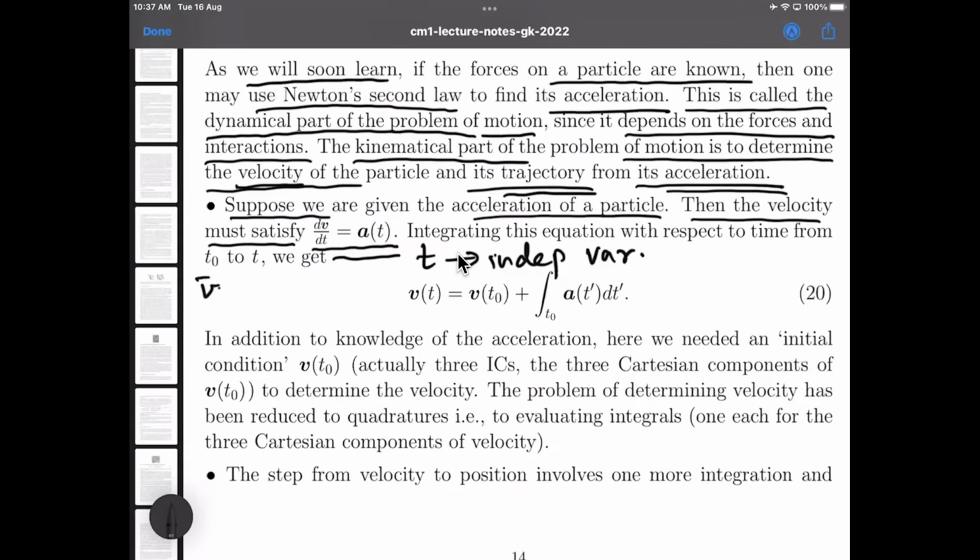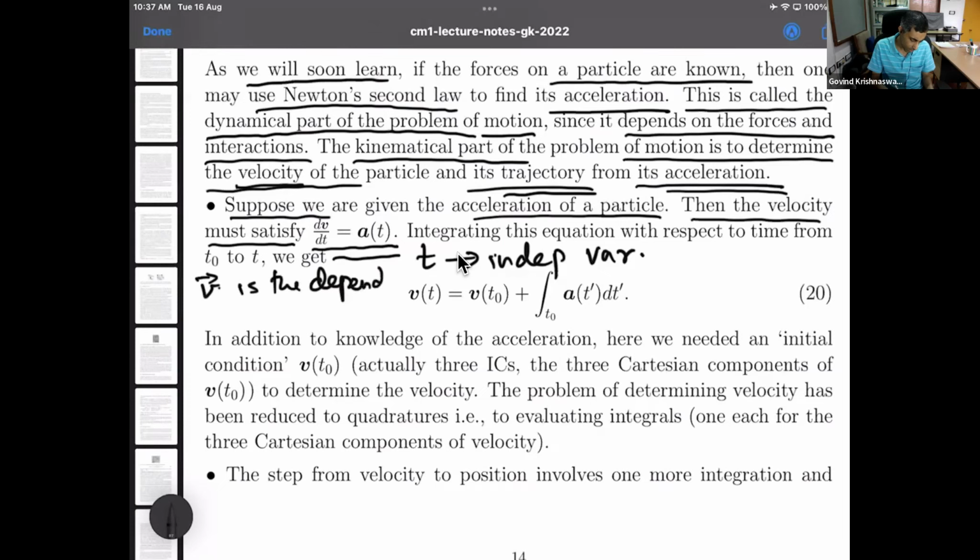So v here is a vector, and it is the dependent variable, because it depends on t. That's why it's called the dependent variable. Sometimes we say, what is the unknown quantity in this equation?